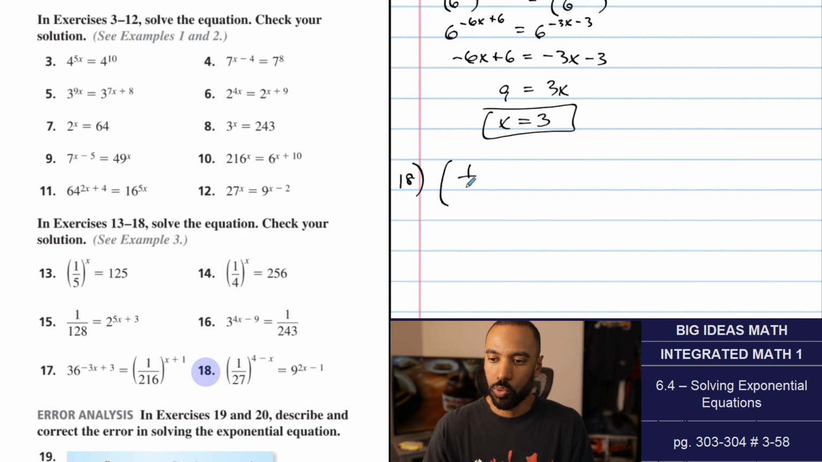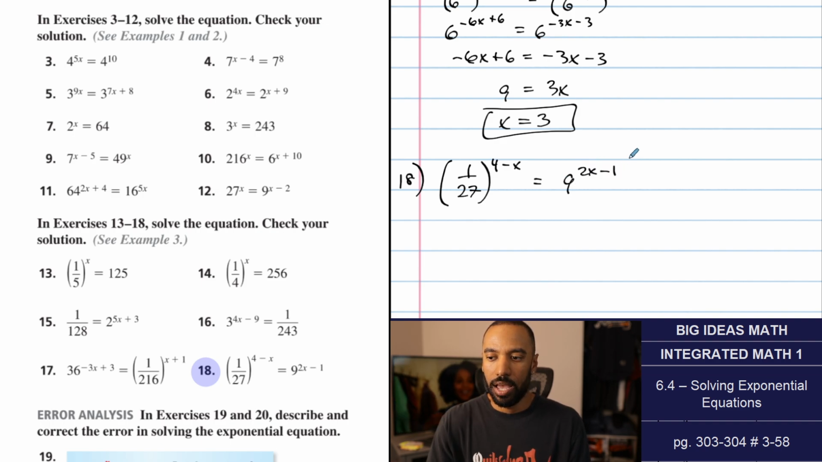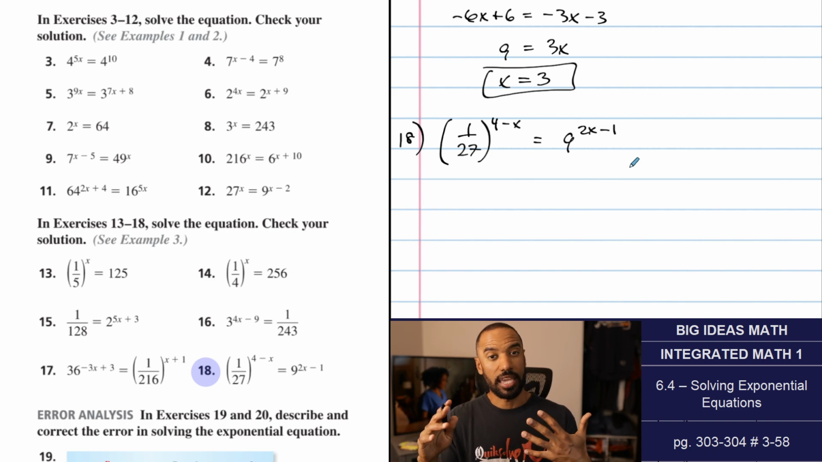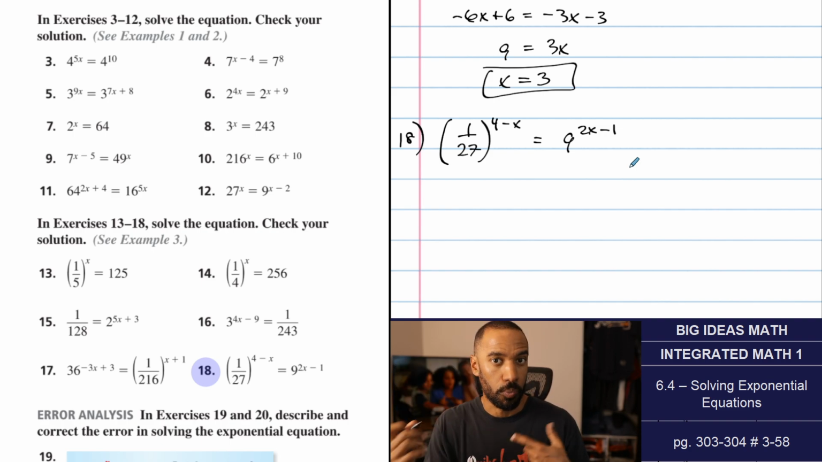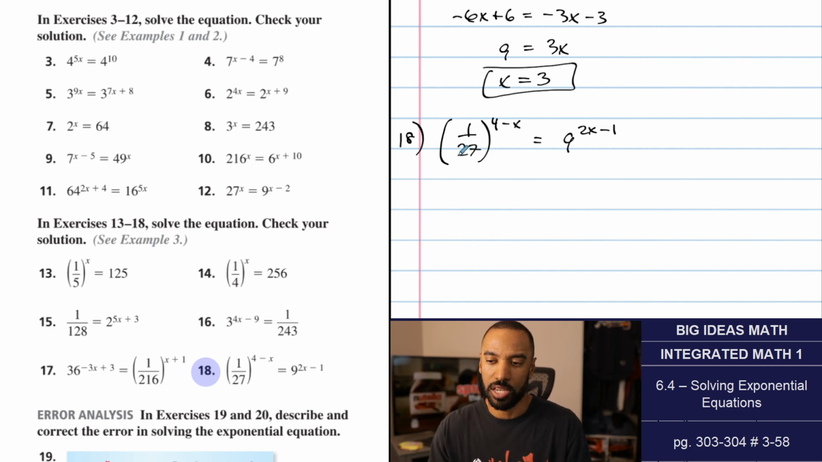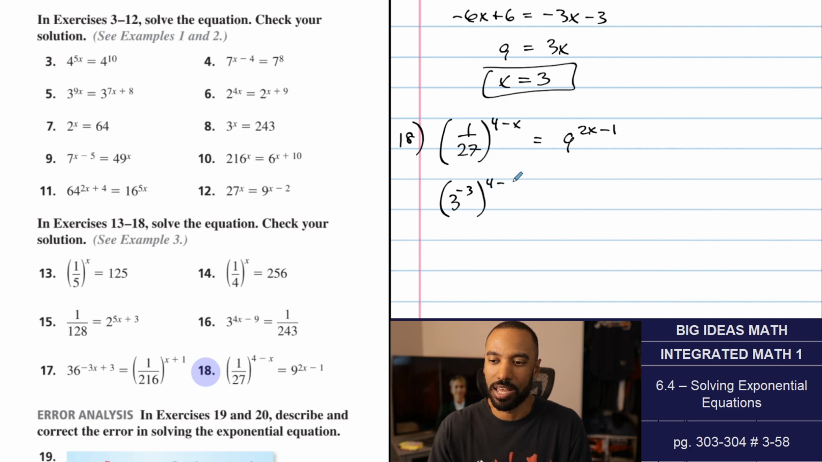We have 1 over 27 to the 4 minus x equals 9 to the 2x minus 1. Again, we've seen 9 and 27 together as matching with 3. You know, 3 can be their base here. 27 being 3 cubed means 1 over 27 is 3 to the negative 3rd power. And 9 is 3 squared.